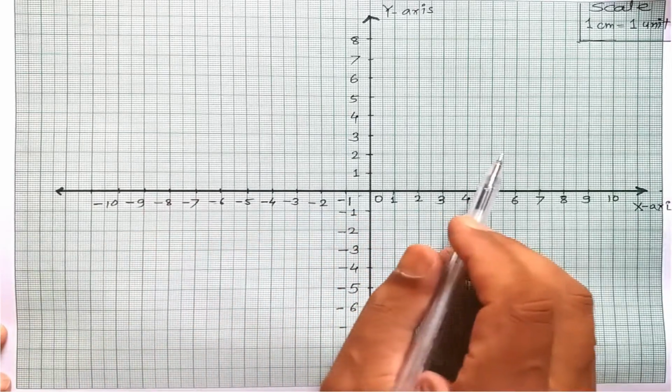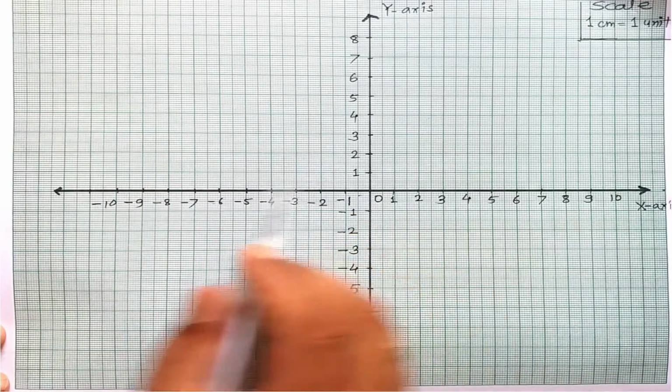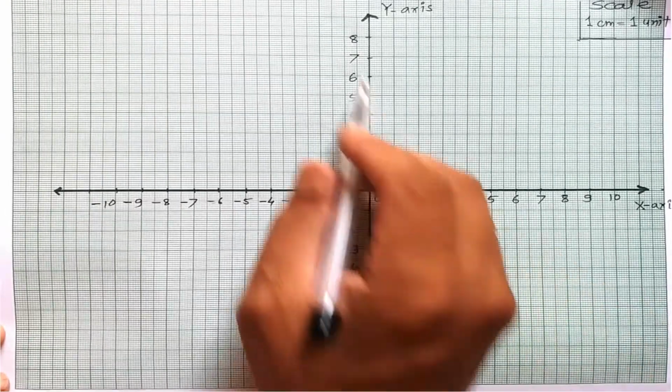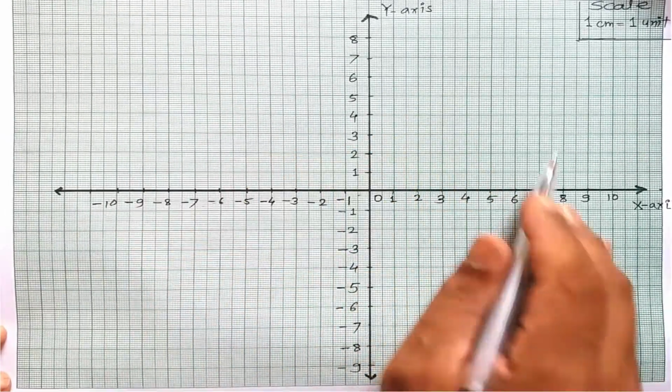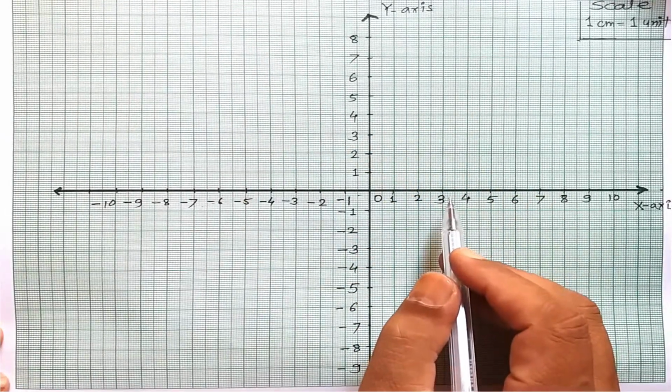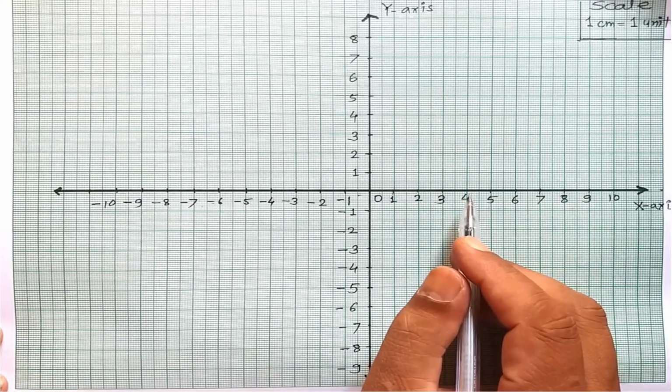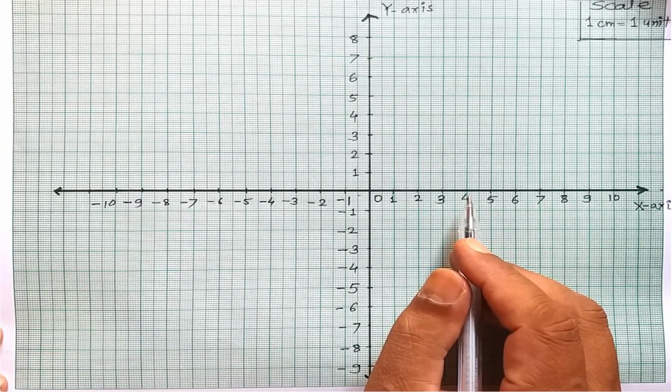Now on this graph paper, I have already plotted the x-axis and y-axis, this coordinate system. Now plot the points one by one.